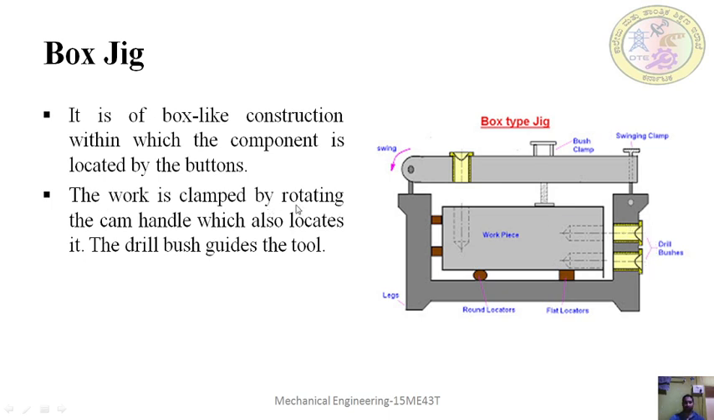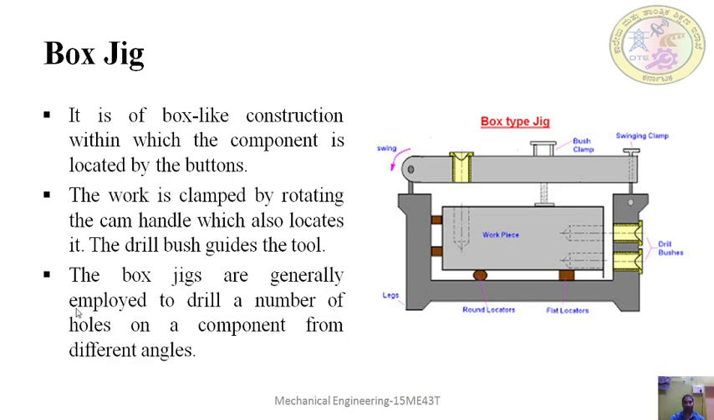The work is clamped by rotating cam handle. So this is a rotating cam handle, which also locates it. The drill bush guides the tool. This is the drill bush, and this is singularly hinged here, so this can be opened and closed at any time. The box jigs are generally employed to drill the number of holes on a component from different angles. So the advantage of the box jig is we can clamp the workpiece, we can drill the workpiece at a required angle, which is not possible in earlier types of jigs.